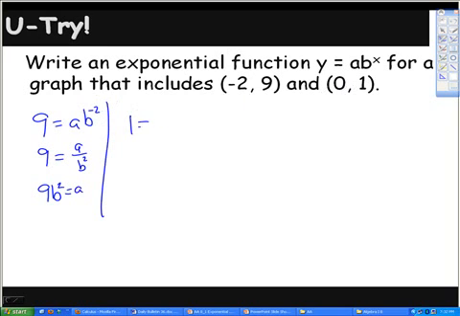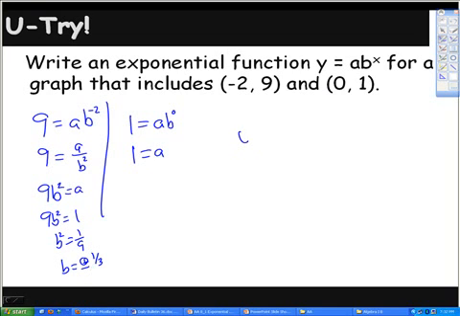So there we go. And then for (0, 1), when x is 0, I'm supposed to get 1. So 1 equals ab to the 0. Well, what is b to the 0 though? It's just 1. So 1 equals a. So a is 1. So in this case, I know that a is 1, so I can take that back over here. I've got 9b squared equals 1. I can divide both sides by 9 and square root. So b would equal plus or minus the square root, that would be 1/3. But remember, b has to be positive for these to work. So I can throw out the negative. We're just going to keep the positive 1/3.